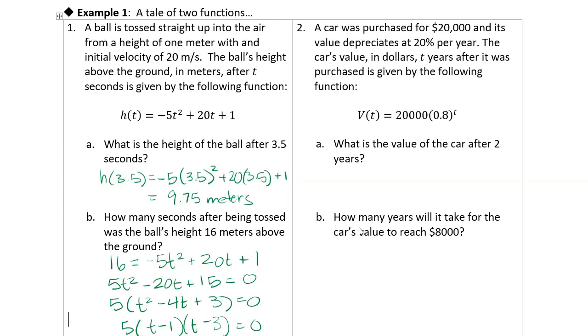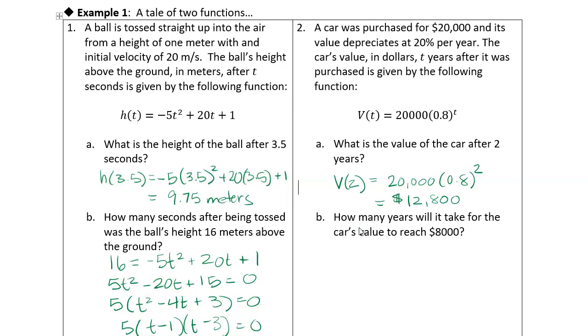And then we can put in any value of t. For part A, we're just going to find the value after 2 years. That's a straightforward matter of putting 2 in for t. So we have 20,000 times 0.8 to the second power. I put that into my calculator, and I can calculate a single value of $12,800.